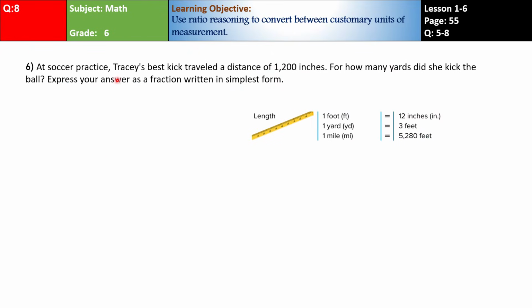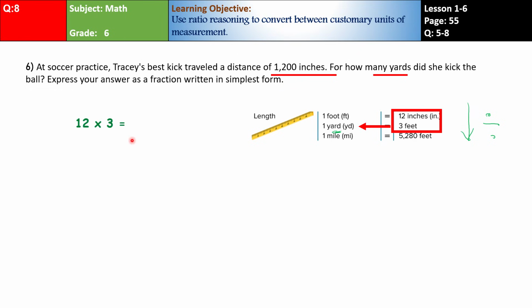Scooter practice. Tracy's best kick traveled a distance of 1200 inches. For how many yards did she kick the ball? Express your answer as a fraction written in the simplest form. So we are given the inches and we have to convert it into yards. Again, if you see, inches are here and yards is here. So what are we going to do? Divide.